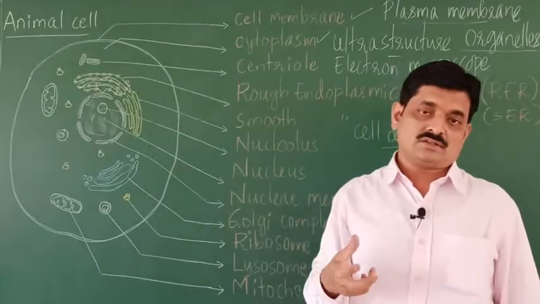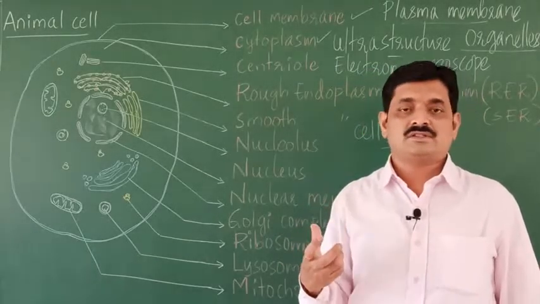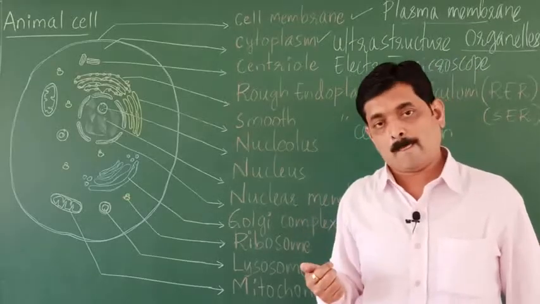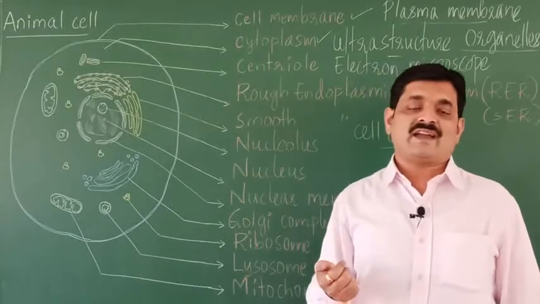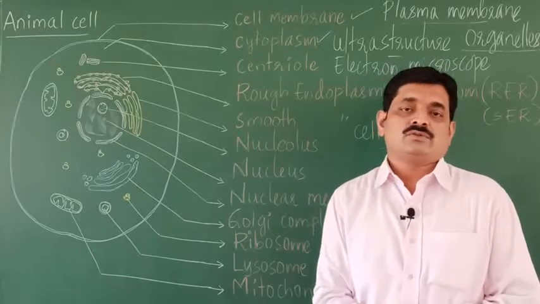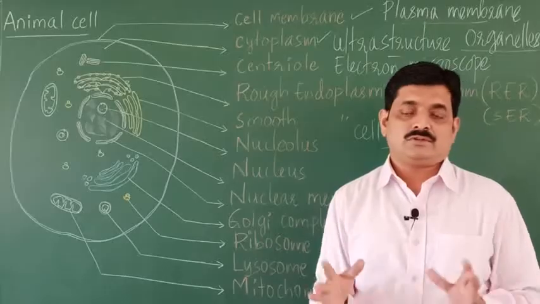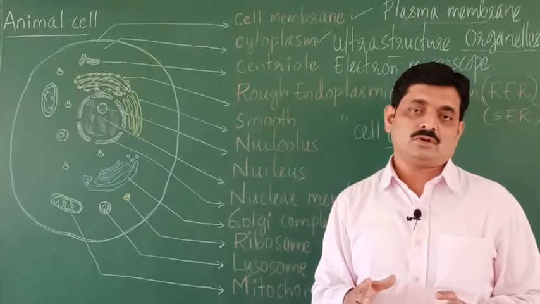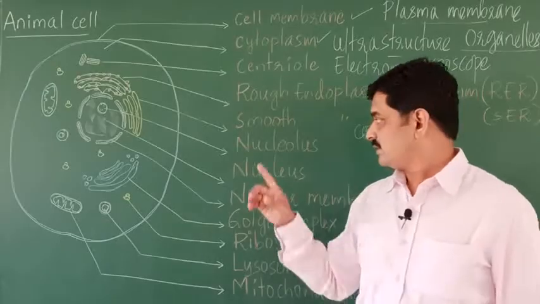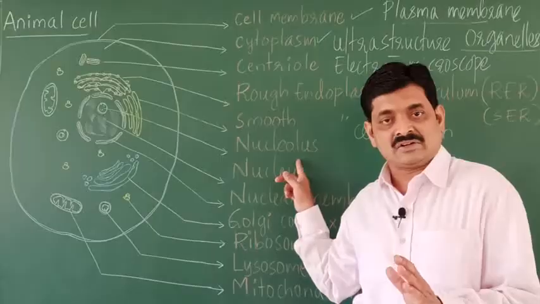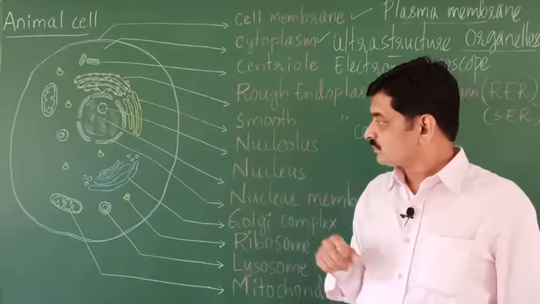The nucleolus is called the ribosome factory of the cell. Why is it called the ribosome factory? Because it produces ribosomes. Ribosomes are synthesized or produced by the nucleolus, so it is called the ribosome factory of the cell.